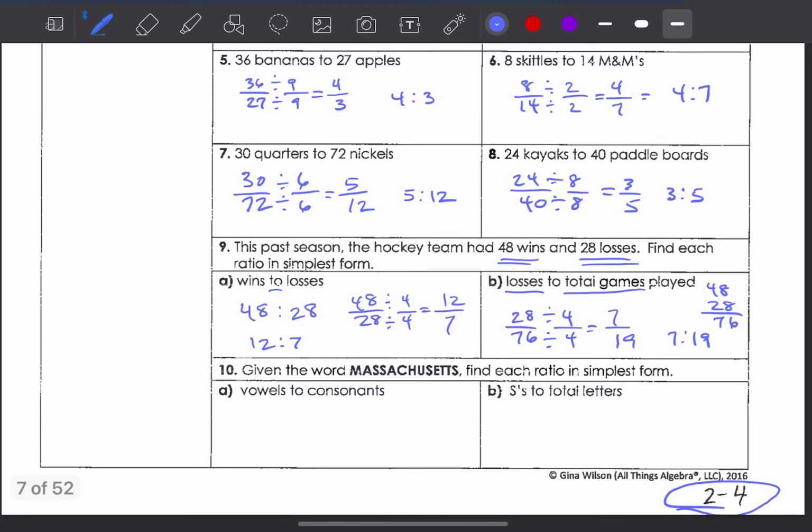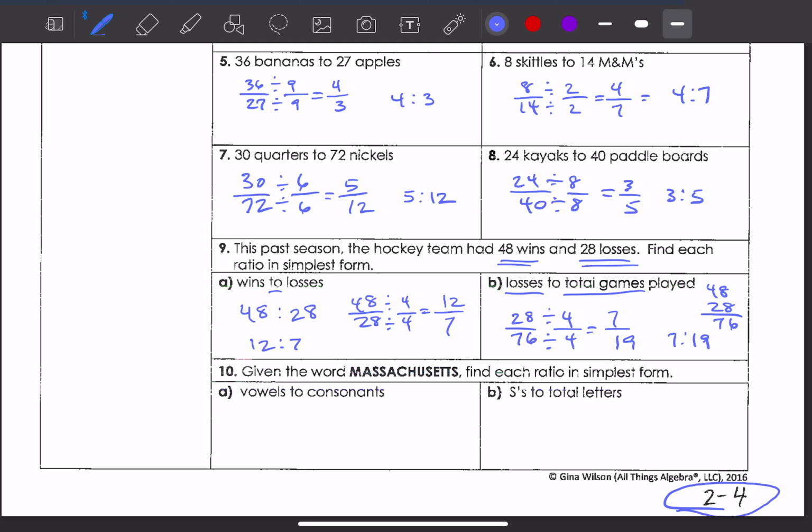And then number 10, given the word Massachusetts, find each ratio in simplest form. Vowels to consonants. Well, let's look at our word. Vowels, I have 1, 2, 3, 4 vowels. Everything else is a consonant, so I have 1, 2, 3, 4, 5, 6, 7, 8, 9 consonants. 4 to 9. I do not have a common factor for either of those numbers. It's in simplest form, so 4 to 9.